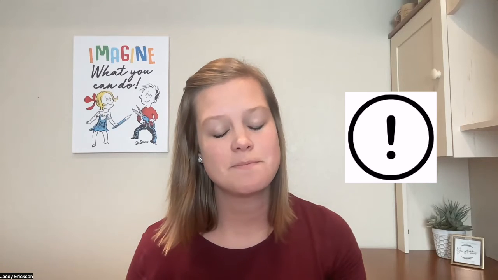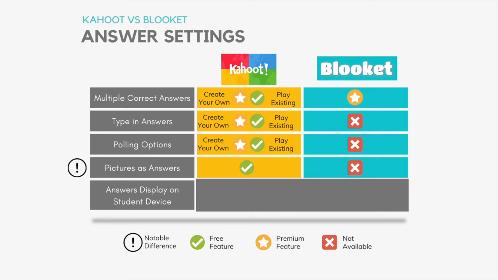The next answer setting is pictures as answers. And this is a big notable setting. The reason that it's a big notable difference is because for younger learners, we use pictures a lot instead of words. And so if you are using these tools for younger learners, then Kahoot may be a better option because you can use pictures as answers for free with Kahoot. Blooket does not have that option.